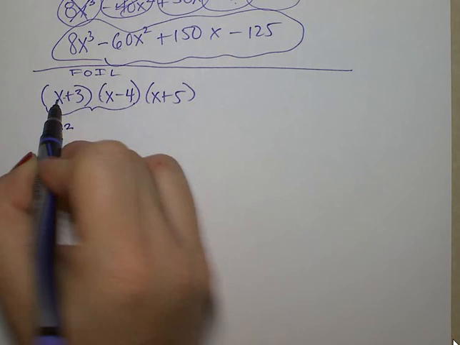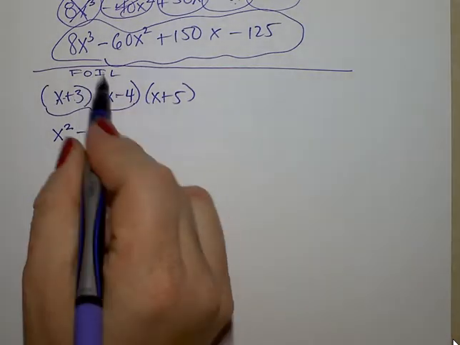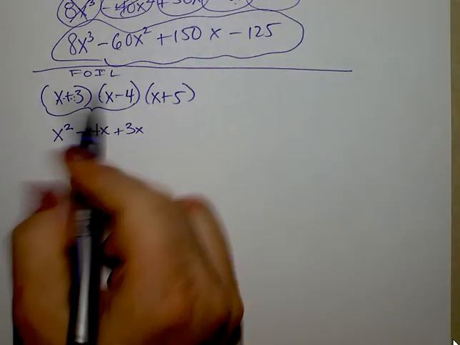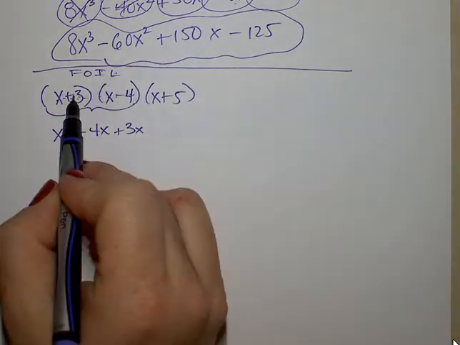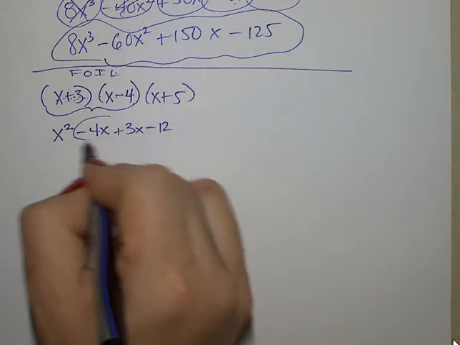X times negative 4 is negative 4x. Multiplying the insides, 3 times x is 3x. And multiplying the last, positive 3 times negative 4. Combining like terms.